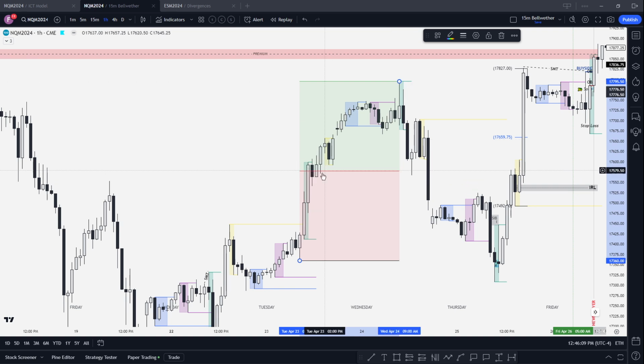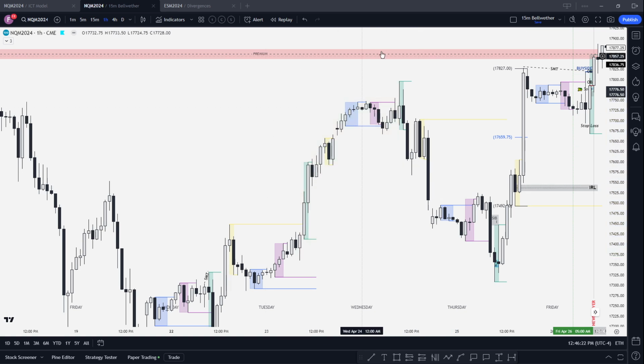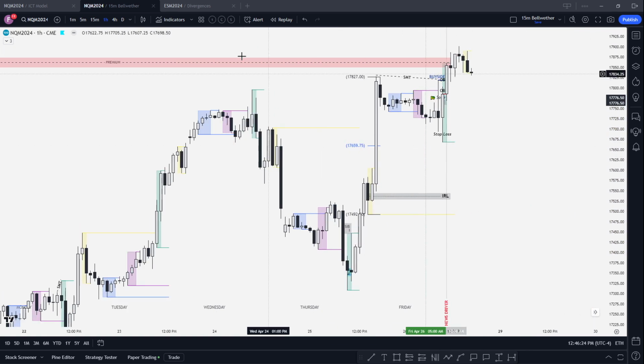And at 12 o'clock, we reach into discount, but for value gap right there, there's your IRL. And it doesn't have to be specific. You can obviously pull your dealing range from here if you wanted to as well. But there's your IRL target, and obviously it's hit later in the day, but you have the framework there. You don't have to trade the entire thing.